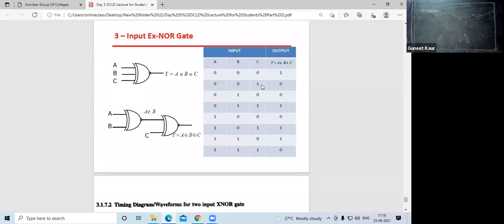Then 1 XNOR 1 is 1. 0 XNOR 0 is your 1 and 1 XNOR 1, in this case, we will get 1. Okay. So 0 XNOR 1 is your 0 and 1 XNOR 0 is your 0. In the case of XNOR, 0 XNOR 1 is your 0 and 0 XNOR 0 is your 1. So with this, you can complete your table.